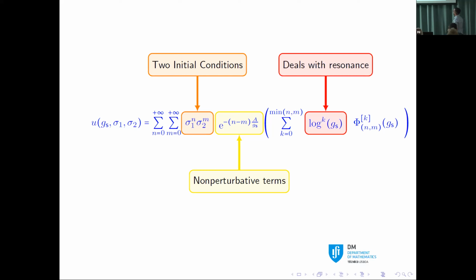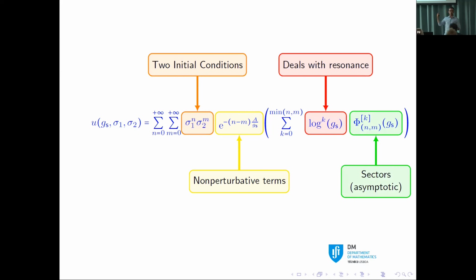Then we have these logs here that basically deal with resonance in this setup, because if you try to solve the Painlevé I equation, you try to solve the recursion relation, at some stage you will find some problems, and this means that you have to introduce these logarithms to be able to solve this recursion relation. But in the end, these sectors are related to each other, so you can resum them into some g_s raised to some power. And finally, we have the asymptotic sectors. So these are the asymptotic series that one can resum.